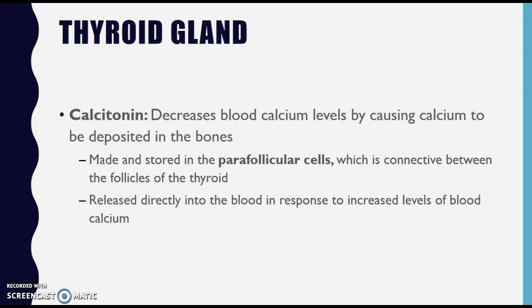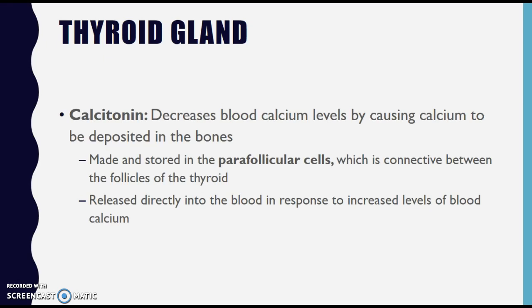The other major hormone we're going to talk about released from the thyroid gland is calcitonin. Calcitonin is going to decrease blood calcium levels by causing calcium to be deposited in the bones. So if you remember from the skeletal system, one of the major functions of bone is to store calcium, and calcitonin is the one that's going to deposit these calcium ions onto the bone and store them.